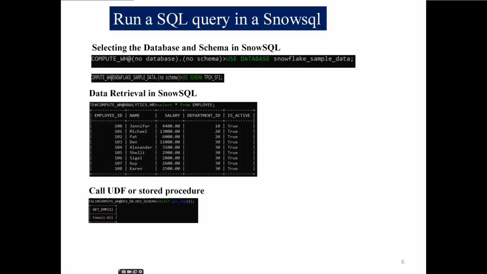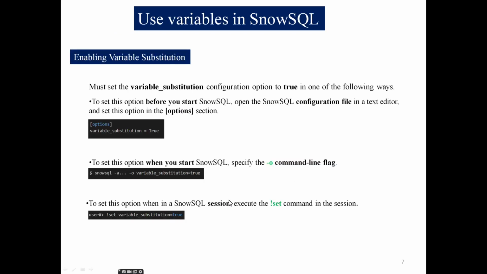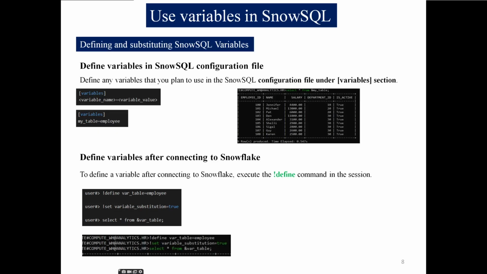We can run any query in SnowSQL. Here we can use a database, select star from a table. We can call a user-defined function. Here we can also use a variable. We can initialize the variable in the config file or in the session. We will see that in the demo. And we can substitute the variable into the query and see the results.